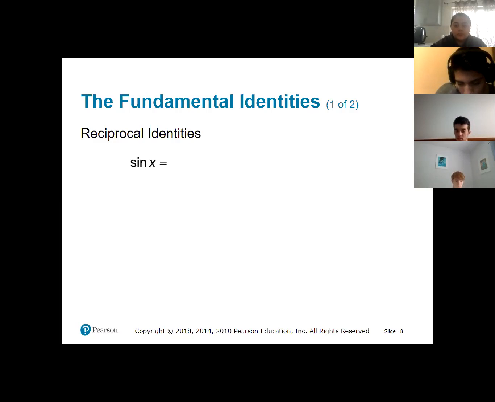One over cosecant of x. That is the reciprocal identity of sine of x. But I said the sine of x, what's the reciprocal of sine of x? 1 over sine of x. There you go, 1 over sine of x, right? The reciprocal identities are different than the reciprocal of just your trig function, okay?